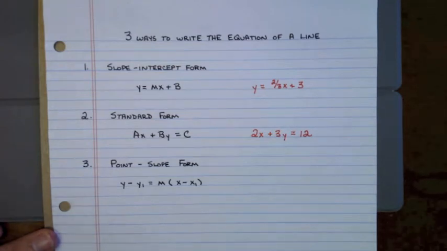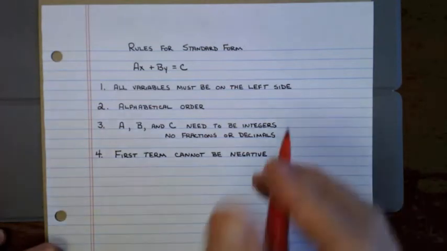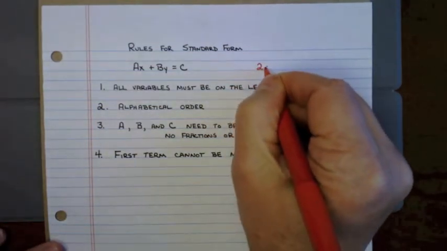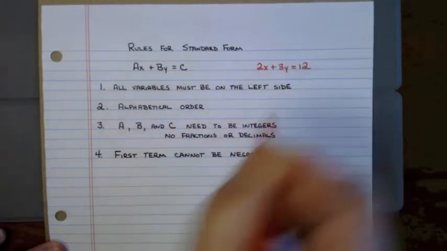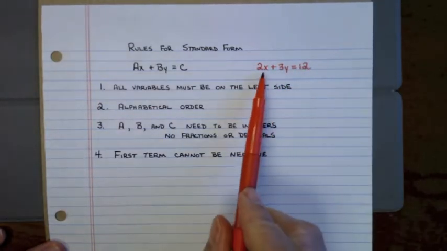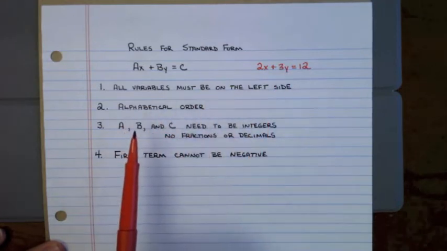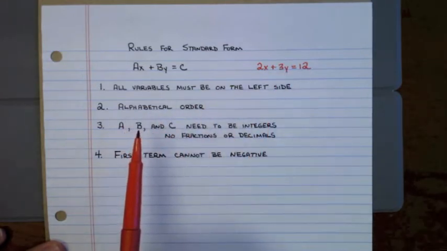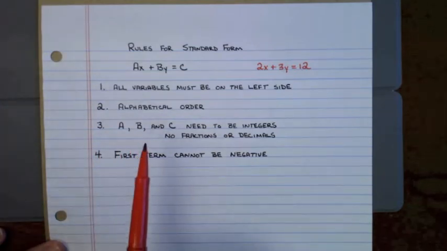So what I want to go over next is the rules for standard form. The rules for standard form are this. All the variables must be on the left side. So let's look at that example again: 2x plus 3y equals 12. All the variables in this equation are on the left side. And we're going to go over how to move those variables over to the side they're supposed to be on if they're not on the correct side.